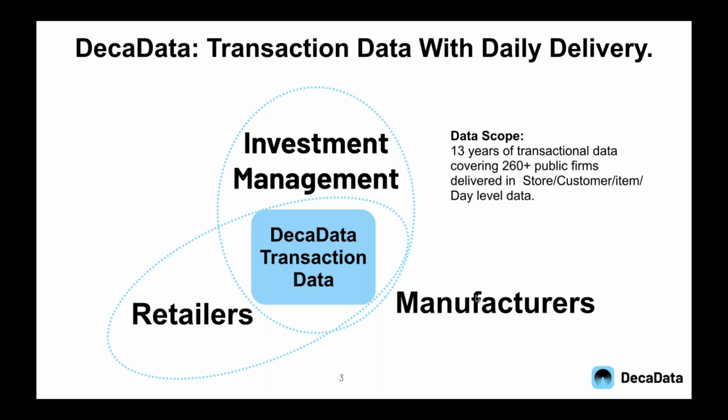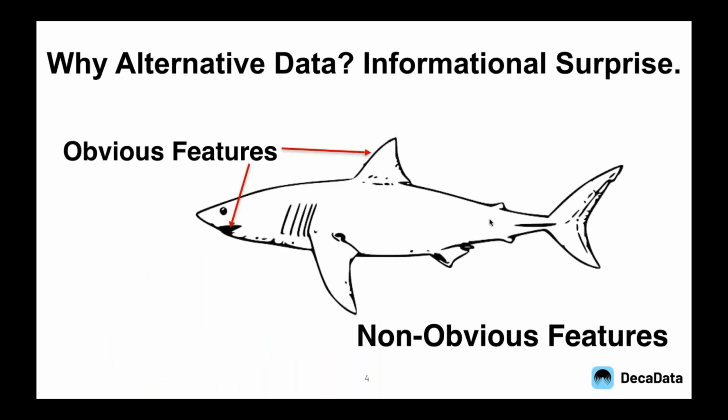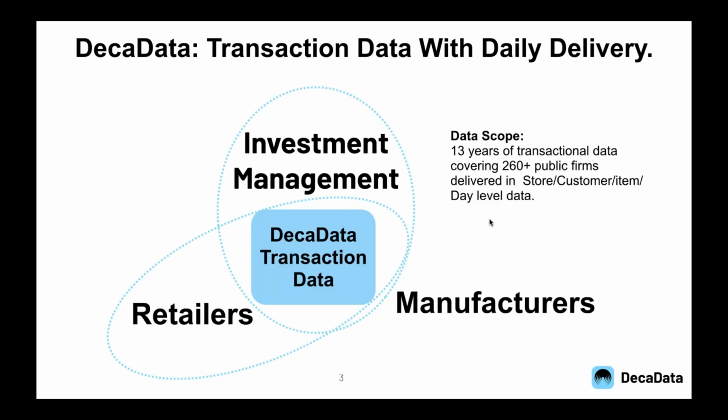In terms of data scope, we've got 13 years of transactional data, 260 plus public firms. We map those to ISIN. They are delivered on a daily basis, and we also have some promotional data. We have 6 years of promotional data, so promotional price by store by day, also mapped to an ISIN for those public firms, so you can get an understanding of what public firms are trying to do and how the consumers respond.